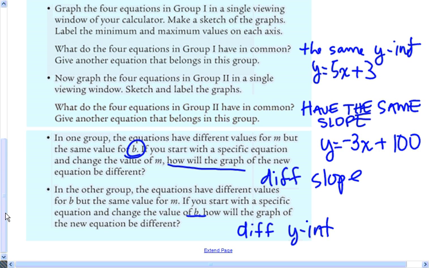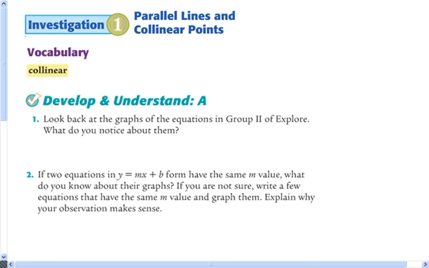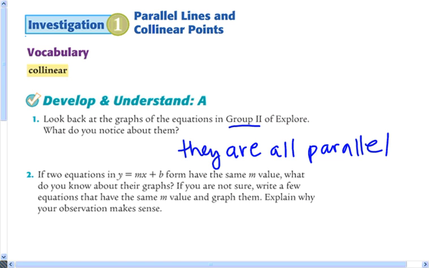All right, so we're going to use that idea to try and figure out the graphs of lines that are parallel. So if we go back and think about the equations in group 2, we notice that they are all parallel. And that's because they all have the same coefficient, the same slope. If two equations in y equals mx plus b form, that slope-intercept form, have the same m value, what do you know about their graphs? We know they'll have the same slope.